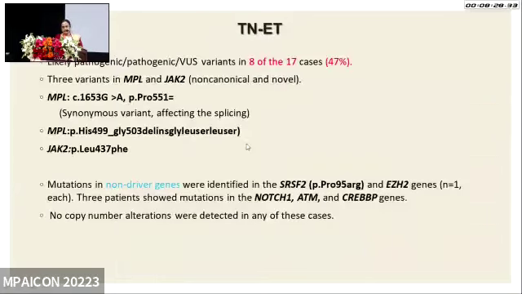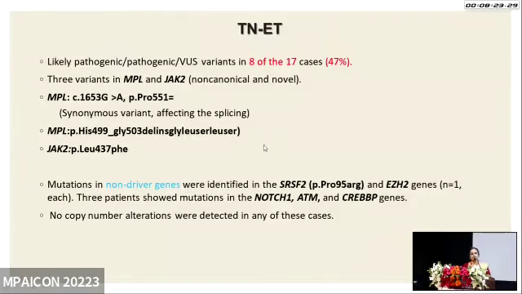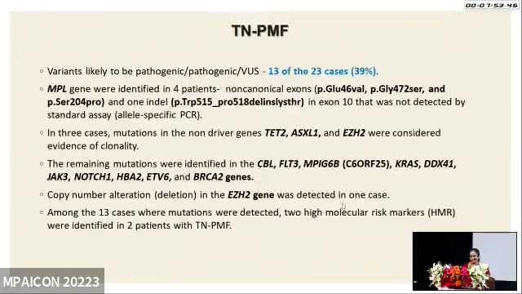So what did we get? Triple negative ET: around 47% of these cases had evidence of clonality in terms of likely pathogenic or VUS variants. As you can see, highlighted are MPL and JAK2, which are non-canonical and novel mutations. Like how it was previously reported, we also found that these variants were non-canonical. And the mutations in other non-driver genes included SRSF2, EZH2, etc. And other pathogenic mutations were reported in NOTCH1, ATM, etc.